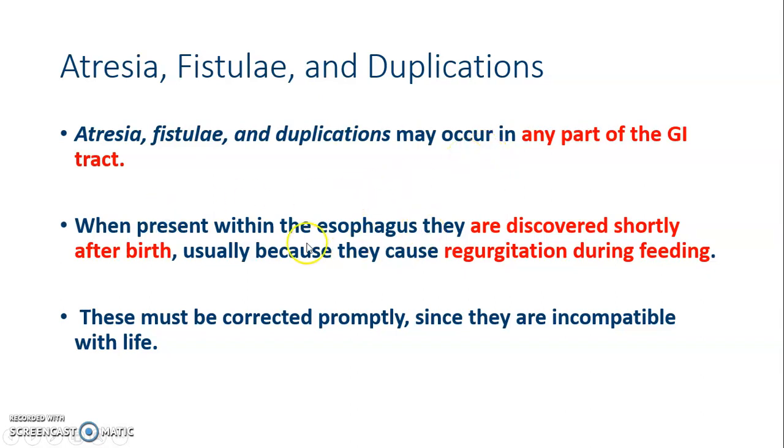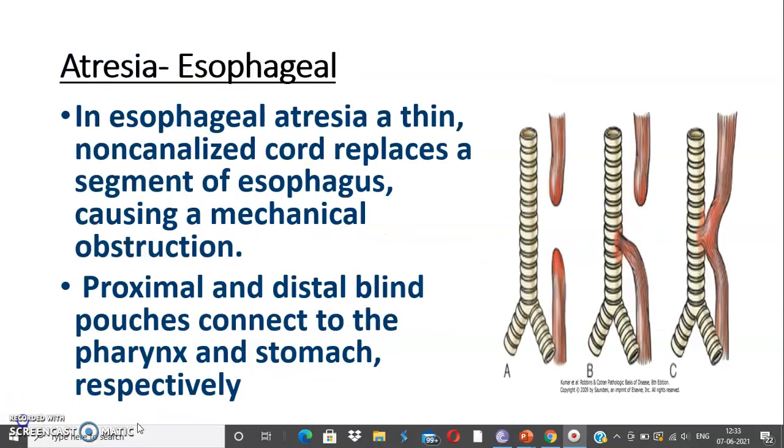when present within the esophagus. When atresia is seen in the esophagus, they are discovered shortly after birth because they cause regurgitation during feeding. So the congenital abnormalities, if they are seen in the esophagus, they are discovered within a few hours after birth. These must be corrected promptly since they are incompatible with life.